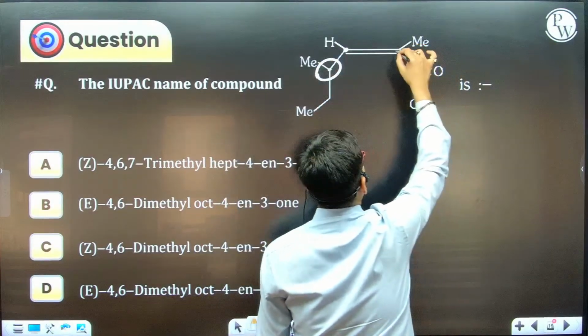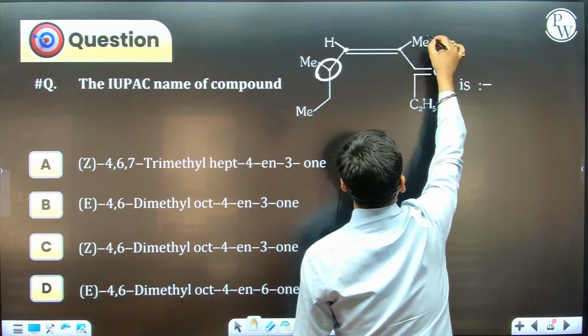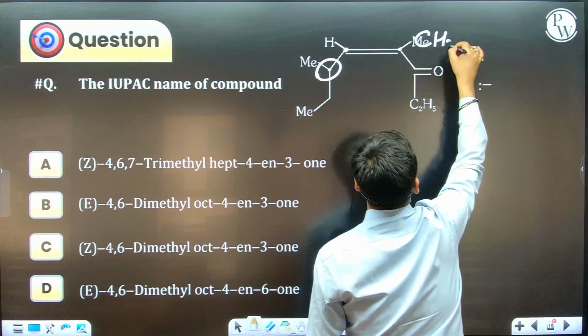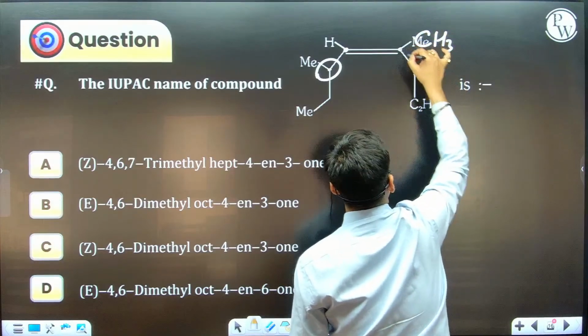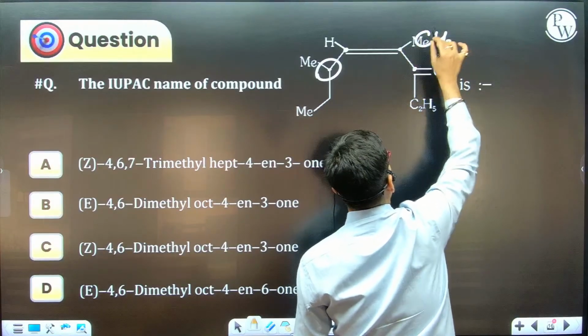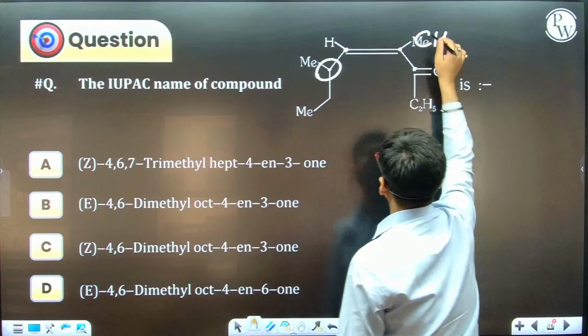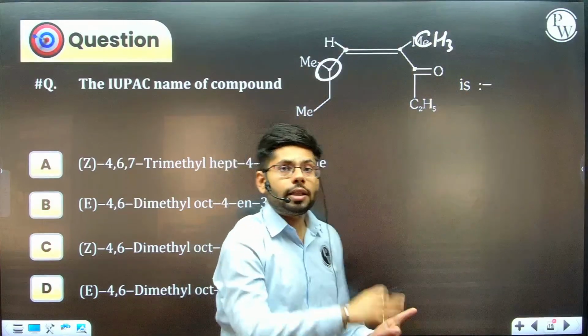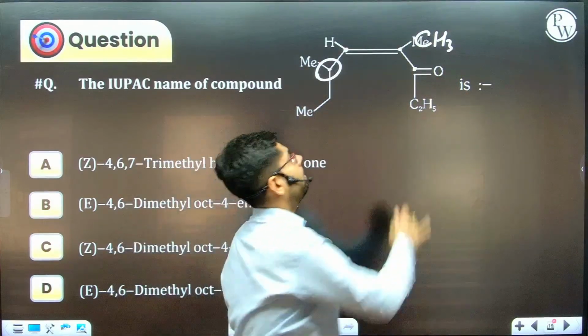Now, look at this carbon. You have Me. Me is nothing but CH3. So it is carbon attached to hydrogen, whereas this is carbon attached to oxygen. Now carbon versus carbon. You cannot compare carbon and carbon because both are same. So you have to look at the next atom to which carbon is attached.